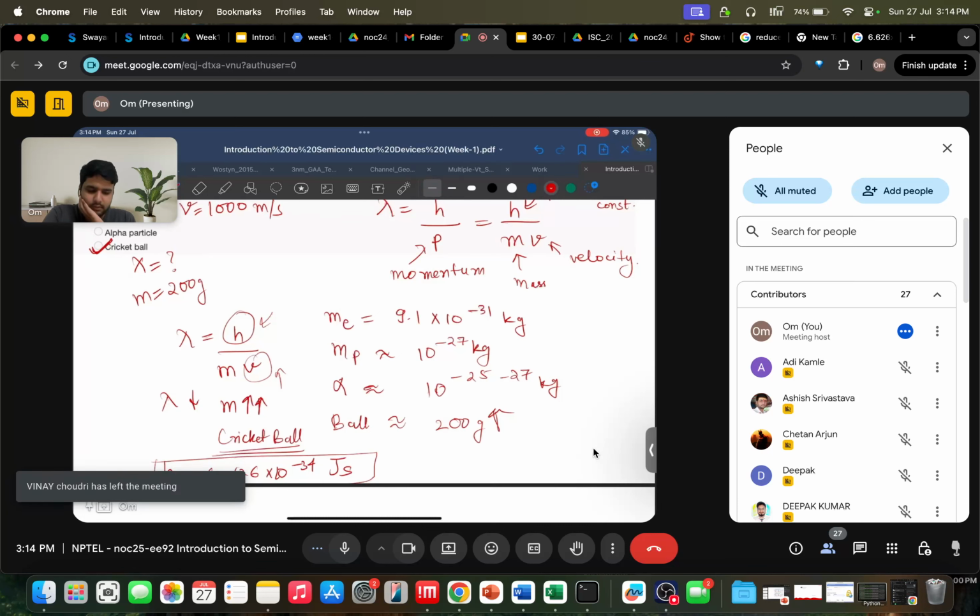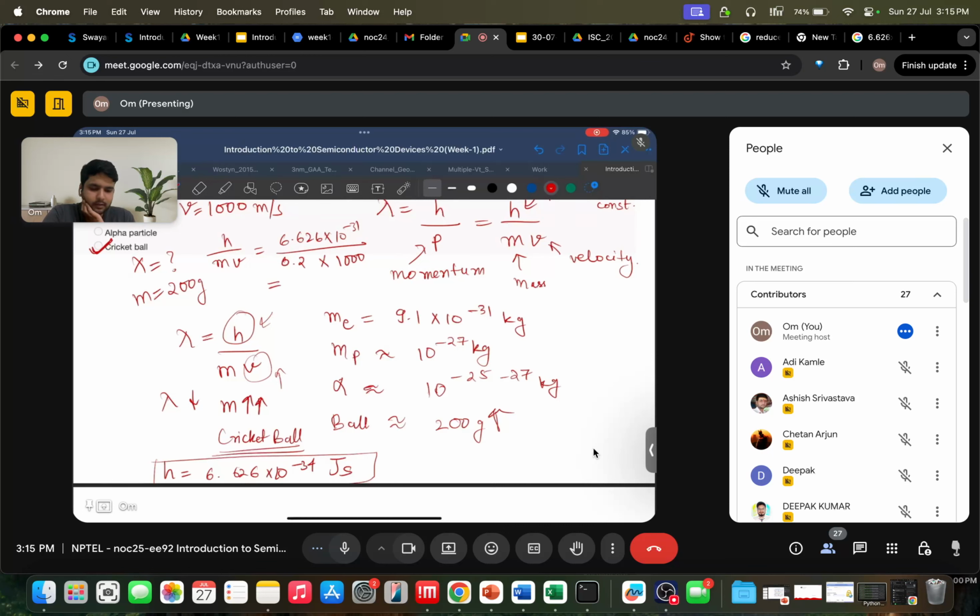How to find it? λ = h/mv. h is 6.626 × 10^-34. The cricket ball's mass is 200 gram, that is 0.2 kg. Velocity is 1000 meter per second.